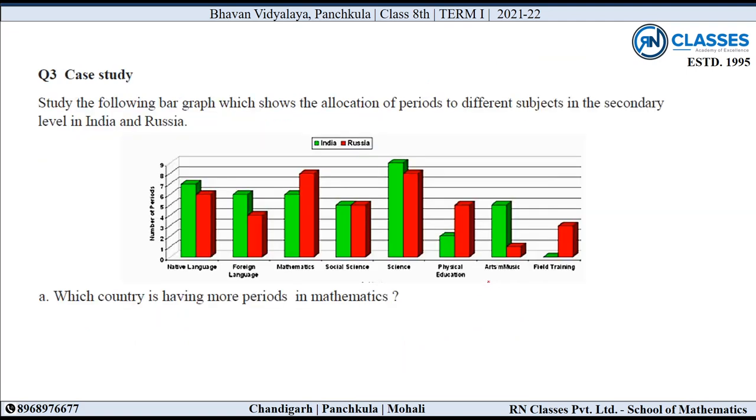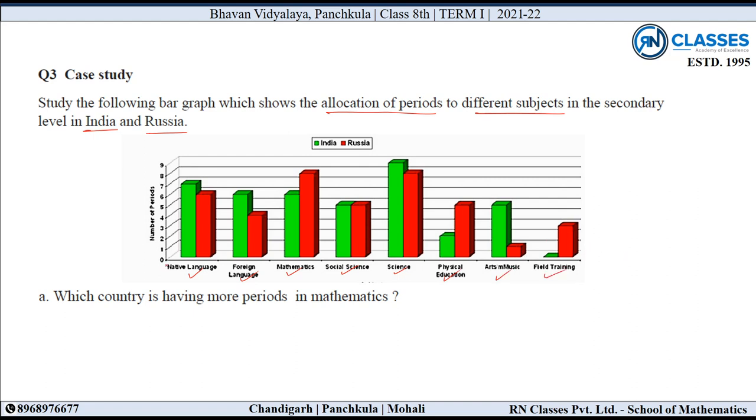Case study. Right. So case study would have 4 questions. So section A would be done in next 4 questions. Study the following bar graph, which shows the allocation of periods to different subjects in a secondary level in India and Russia. Okay, allocation of periods of two different subjects ki baat kar raha hai. Native language, foreign language, mathematics, social science, science, physical education, arts and music, field training.